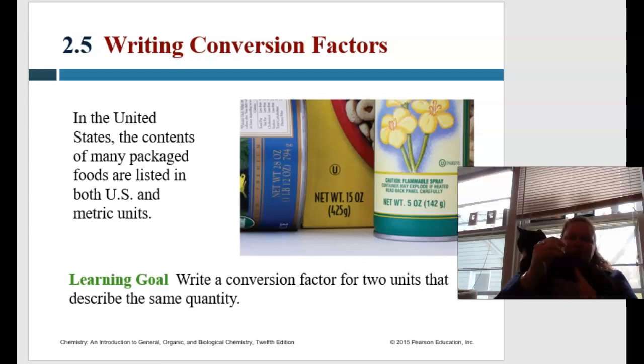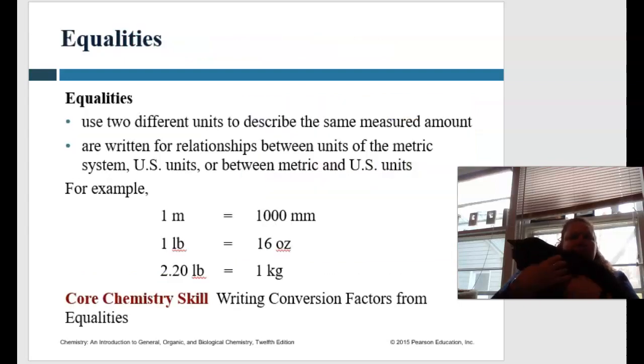And so our goal for this is to learn conversion factors for two new units that are describing the same quantity. Sophie says that. So equalities use two different units to describe the same measured amount. They're written for relationships between units of the metric system, or the US units, or between metric and US. So basically it's so we can bounce back and forth.